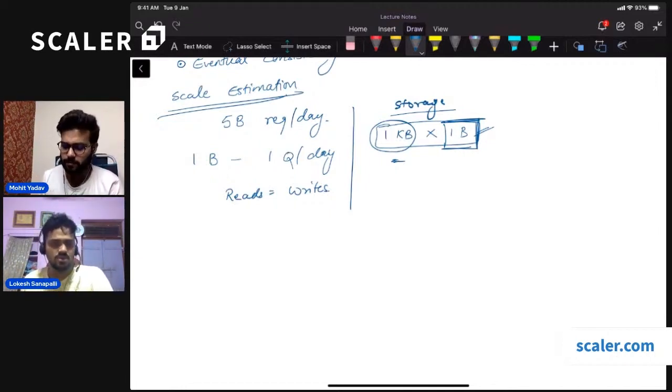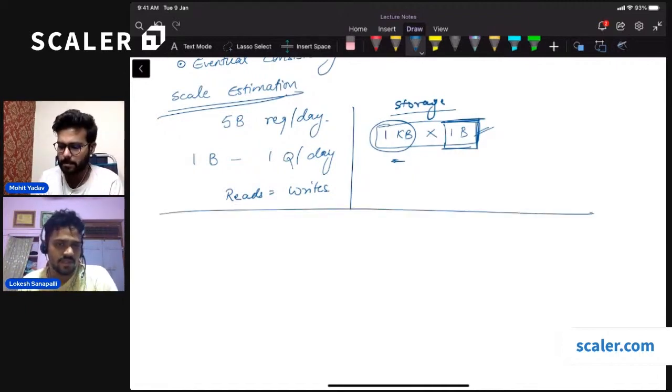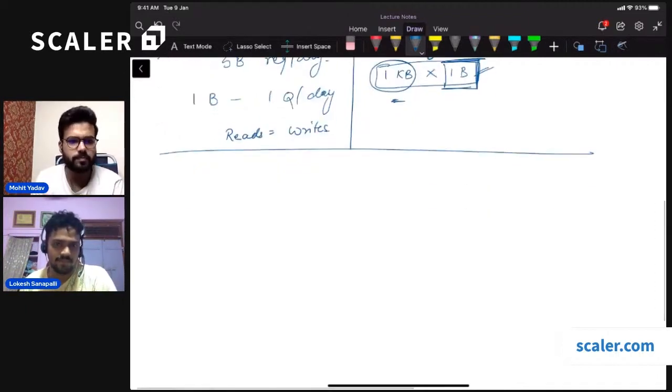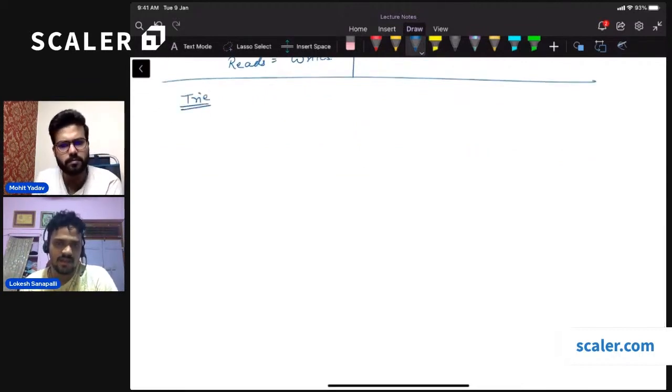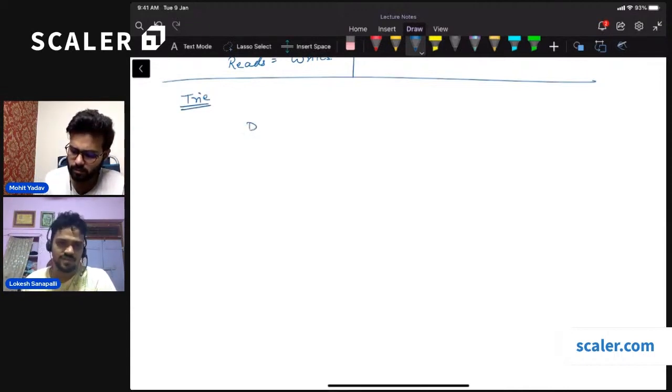Sure, I'll go with the basic design first. The first thing that comes to mind is a trie, to store the queries in a trie. It's very trivial and obvious, by looking at the question, that we have to use a trie. So basically we'll have one node, and for each node we'll store them.